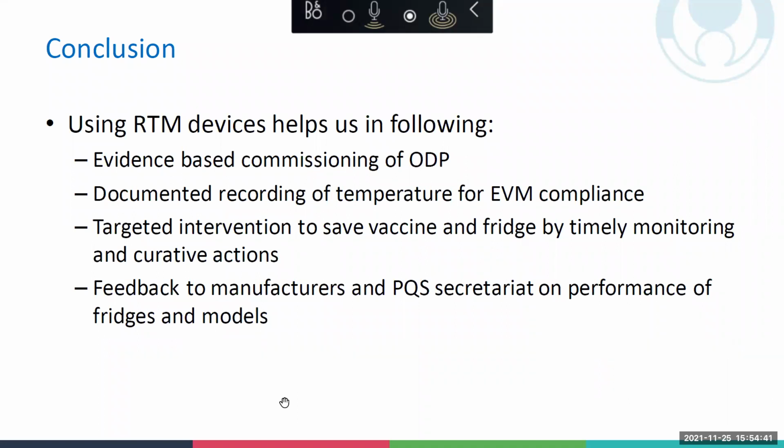When we receive the alarm, we immediately take action, and the cold chain technician goes there and solves the problem. Also, we give feedback to the manufacturer and the PQS secretariat on the performance of the fridge and model. We have one example of that: some of the SDDs are grade A, but in some SDDs the temperature is going below 0 degrees, and we have already communicated this to the manufacturer. And thank you very much.